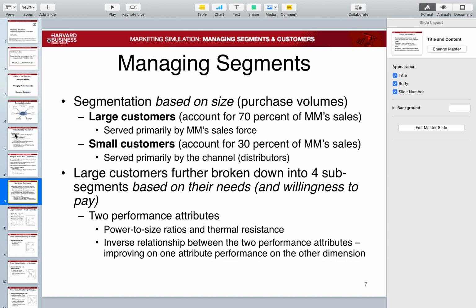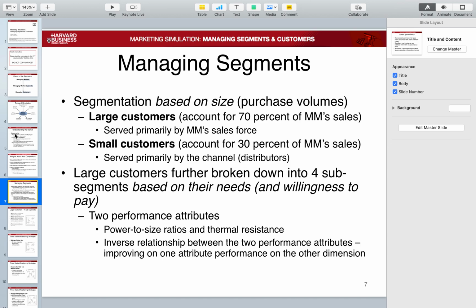So when we go back to channel marketing, for large customers, yes, your sales force is going to directly serve them, but on your small customers, you're going to use distributors. You're going to give the distributor a price, and that distributor is going to mark that price up and sell to small customers. So you have to balance the two segments, and even balance the segments inside of the large customers, the 4 sub-segments.